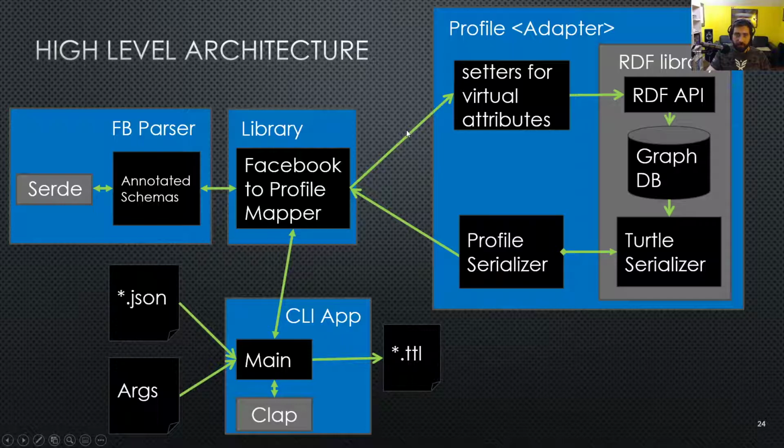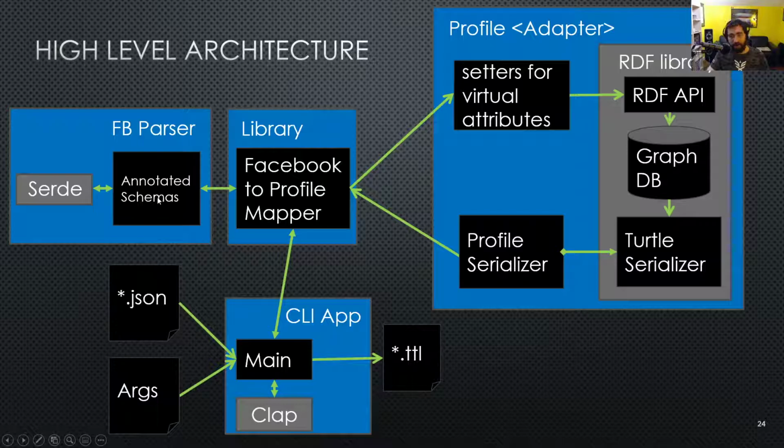I had a couple other architectural goals I wanted to achieve. One is that Facebook is a pretty popular social network, and they have a really good data export tool, which is great. But there are other social networks that we might want to export our data from to then import into our Solid pod. And that could be LinkedIn, that could be Twitter, any number of things.